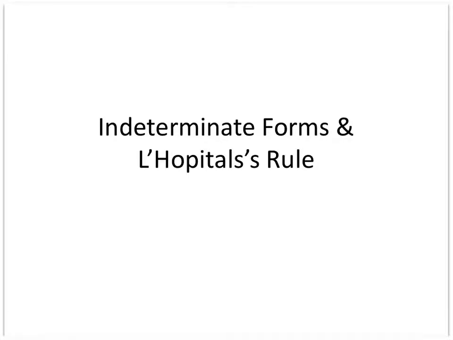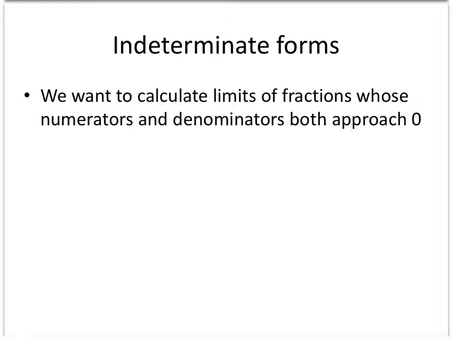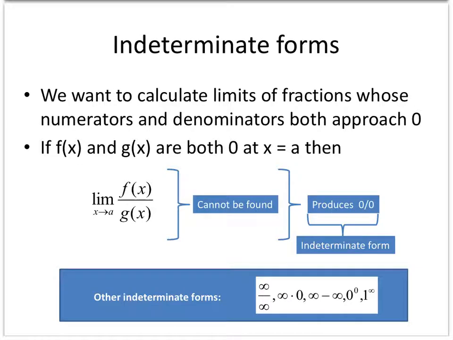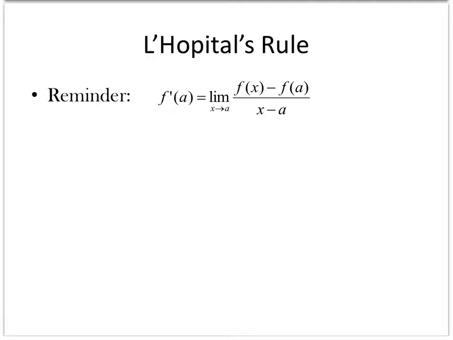Alright, so this is 4.5, indeterminate forms and L'Hopital's rule. We want to be able to calculate limits of fractions whose numerators and denominators both approach 0. In other words, if I plug in a for x here, and evaluate both of these functions and they equal 0, then this produces 0 over 0, which cannot be found. This is what's called an indeterminate form. Other types of indeterminate forms are infinity over infinity, infinity times 0, and so on. So we need to know what we can do when we have something in this form.